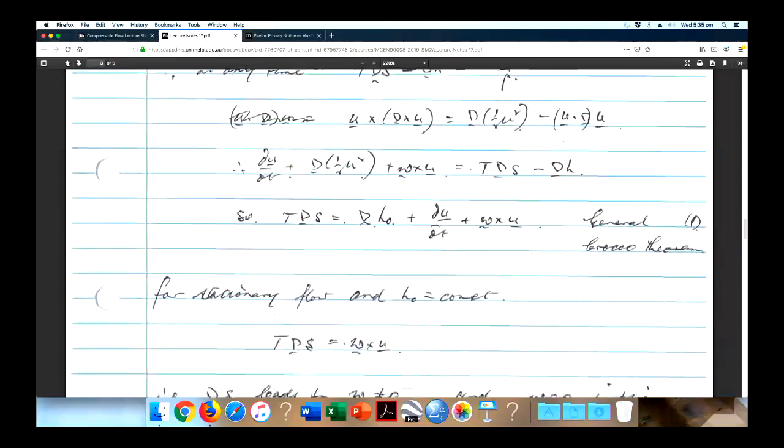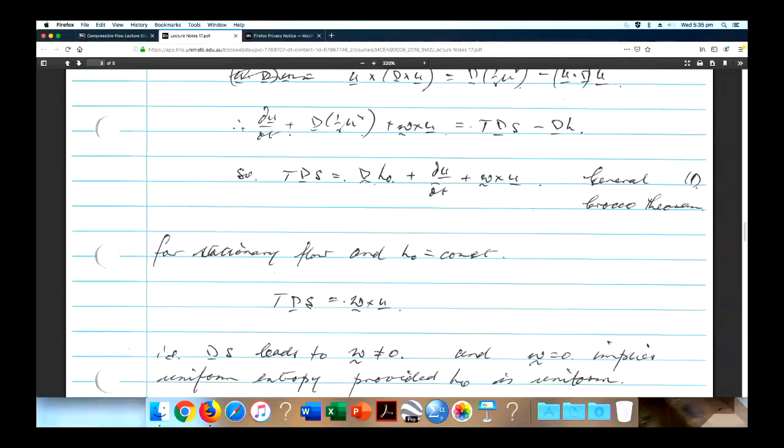So that's Crocco's general theorem. And for stationary flow, and if h naught is a constant everywhere, and it's even a constant across shock waves, as we've seen, then we get T, the gradient of s, is omega cross U. And that's very important because it says that if there's a gradient in entropy, and you know from what you've seen me do, that if the flow has been through two shocks versus one shock, then typically they have different changes in entropy because the change in entropy goes like delta P over P cubed.